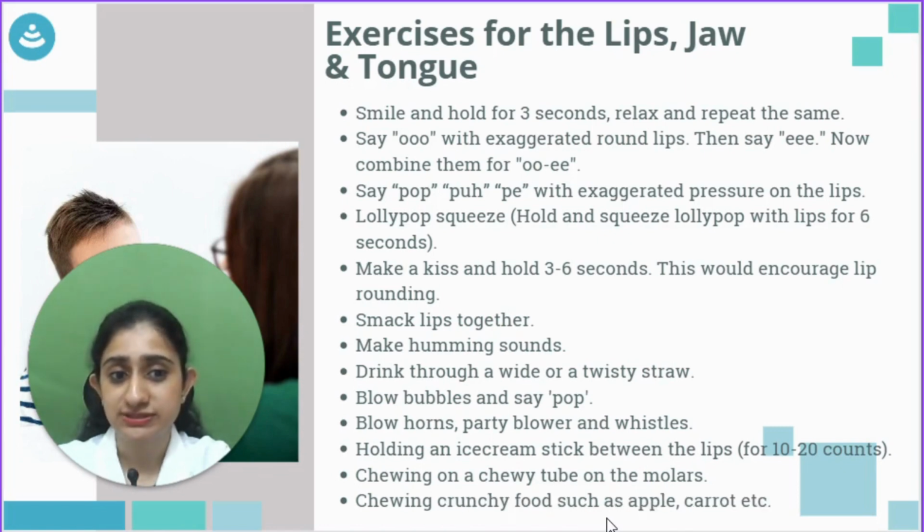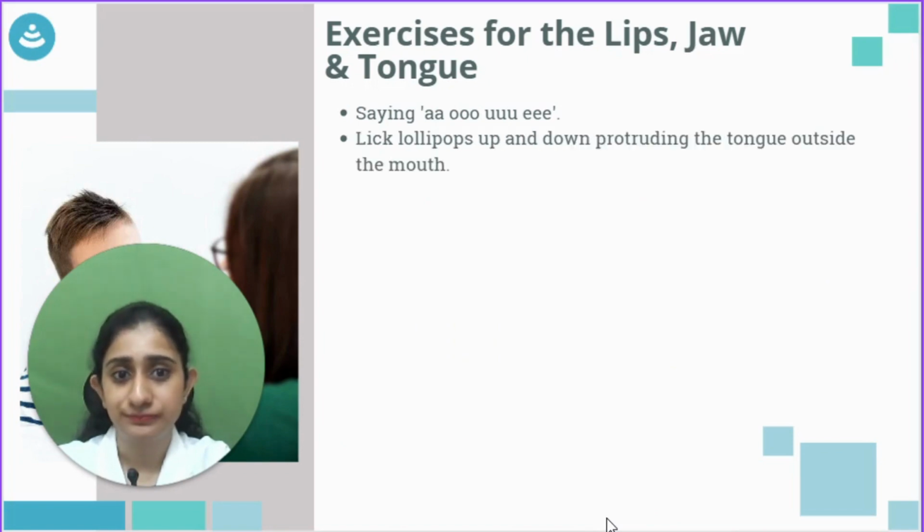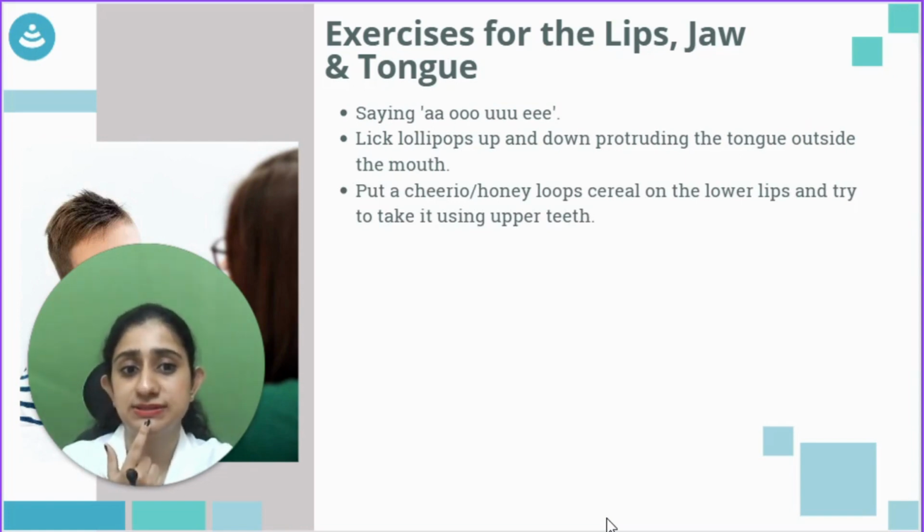chew crunchy food such as apple, carrot, etc., say ah, o, oo, e, etc., lick lollipops up and down, protrude the tongue outside the mouth, put a Cheerio or a Honey Loop cereal on the lower lip and try to take it using the upper teeth like this.